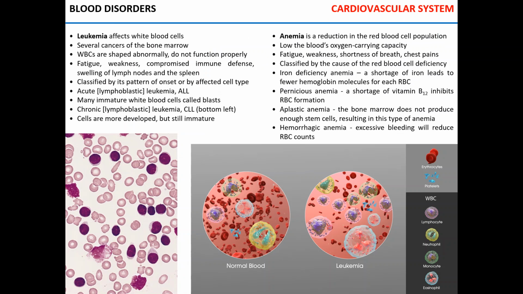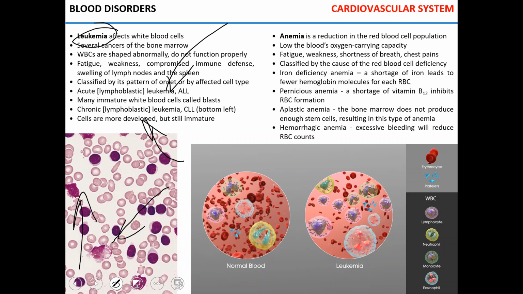Lastly, we're going to say a few words about blood disorders. So the most common, of course, is leukemia. It's cancer of the bone marrow. You can see here abnormally shaped white blood cells. There are different types of leukemia. There's acute leukemia and chronic leukemia. In acute leukemia, you have many absolutely immature white blood cells, and the chronic runs longer. Acute can end the life of a patient much faster. So chronic leukemia cells are more developed, but they're still not fully mature.